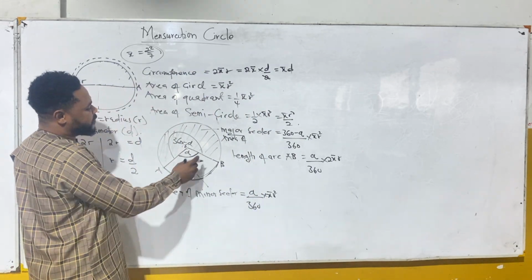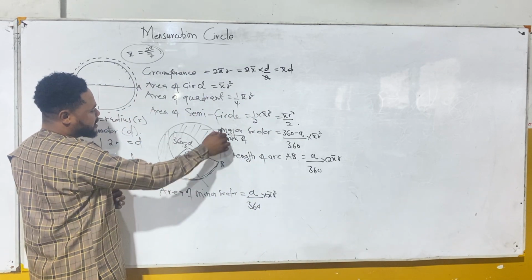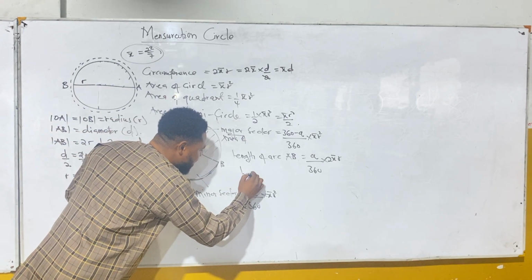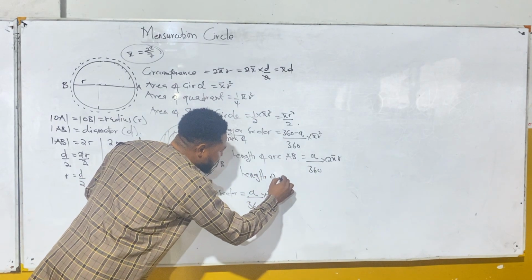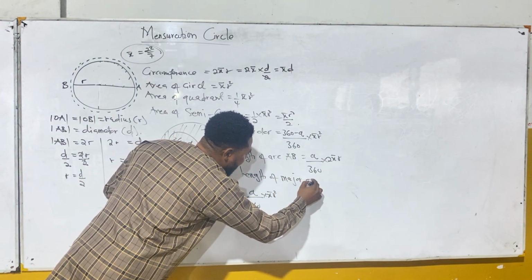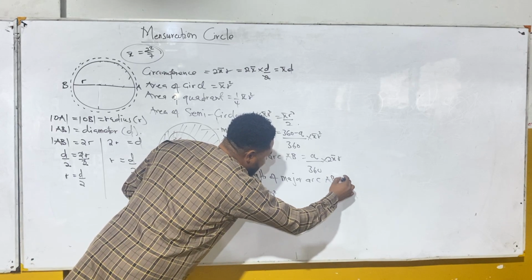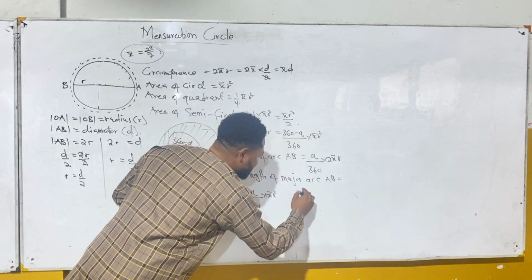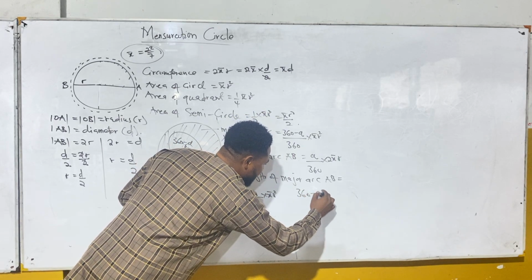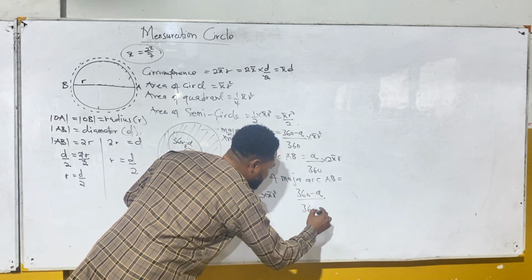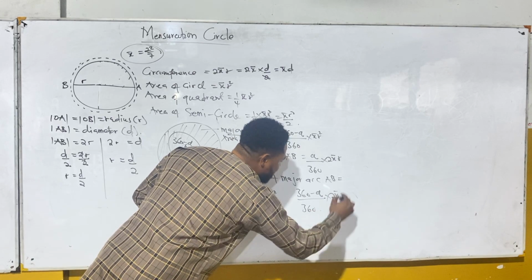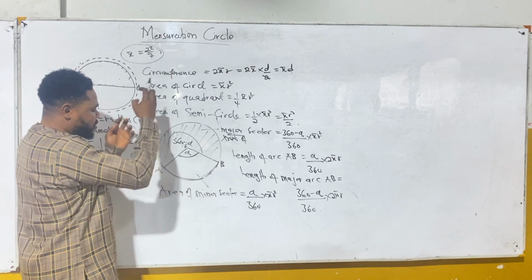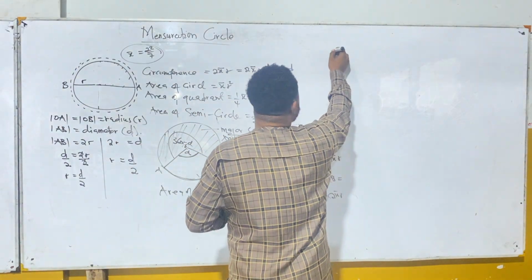We can also be asked to find the length of the major arc, that is from A up to B going around the other way. So we can be asked to find the length of major arc AB, and the formula is going to be 360 minus alpha over 360 times 2 pi r.